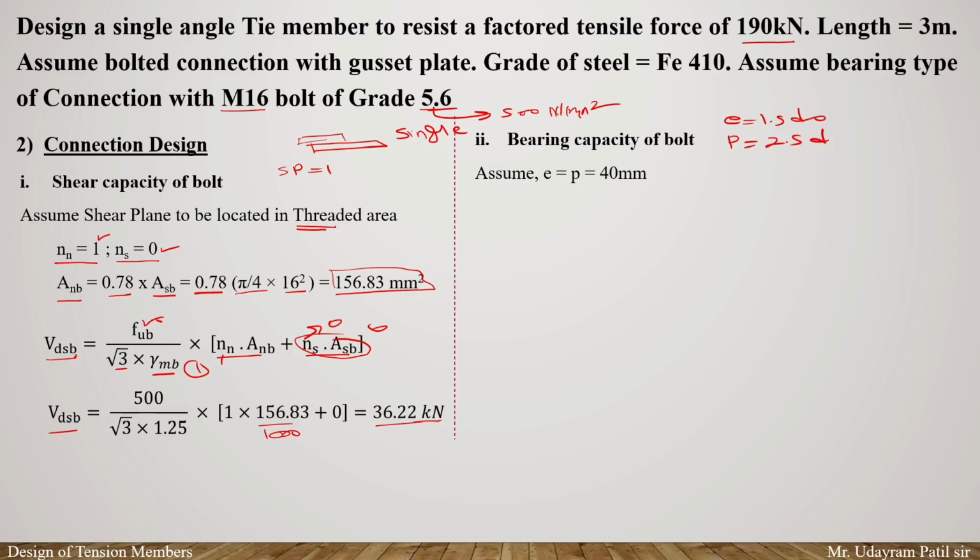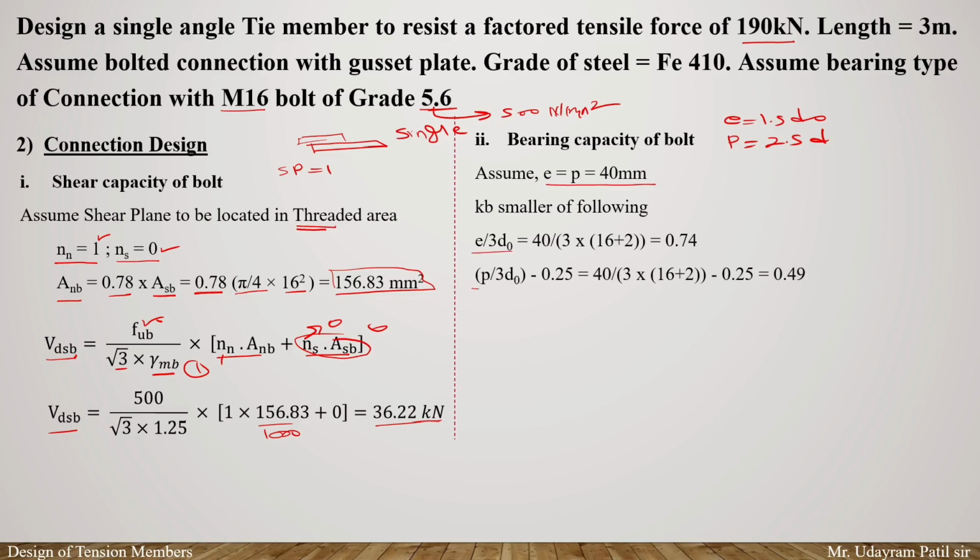Or you can also assume e and p as 40 mm, which obviously should be greater than 1.5 d0 or 2.5 d0. You can do either of the two. Here, to make it a little easier, I directly assumed that e, the end distance, and the pitch distance should be equal to 40 mm. So Kb will be the smaller of the following: e divided by 3 d0, p divided by 3 d0 minus 0.25, then fub divided by fu, and 1.